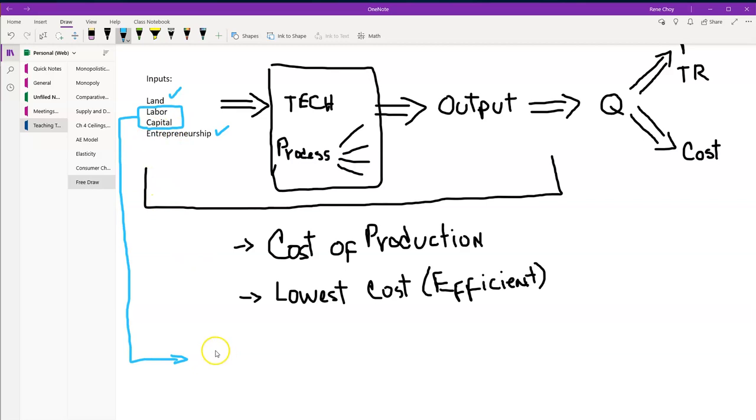All right, so what exactly is a short run time period? A short run time period is a time period where labor is variable but capital is fixed.